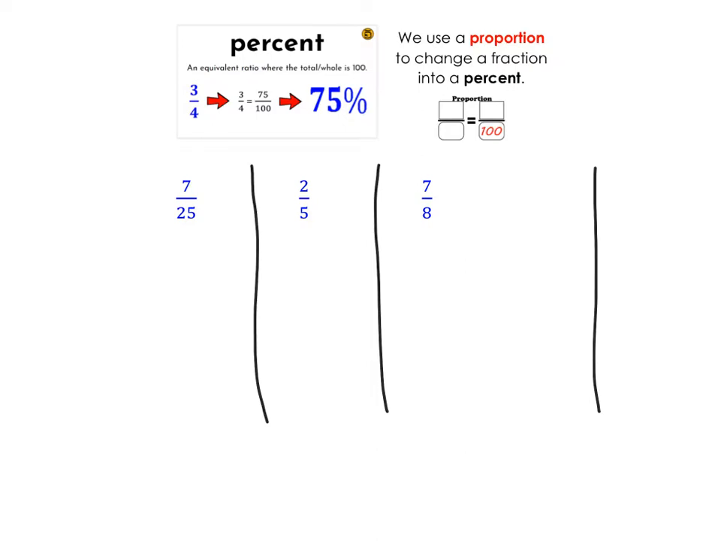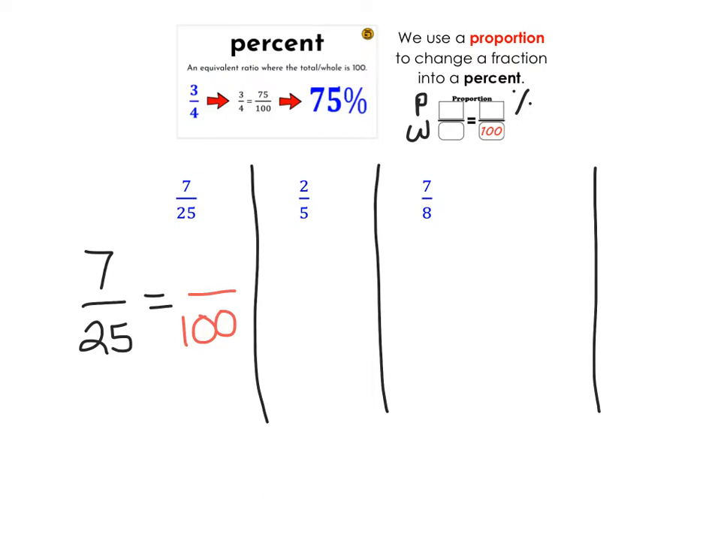Now what's nice about here is, remember, with proportions we have our part, our whole, and then our percent is always going to be out of 100. What's nice about a fraction is we already have our part and our whole. Our part is the top part of the fraction and our whole is the bottom part of the fraction. And then to find our percent, we need to set it equal to 100. So I'm going to go ahead and write that. I'm going to write 7 over 25, and I'm going to set it equal to 100.